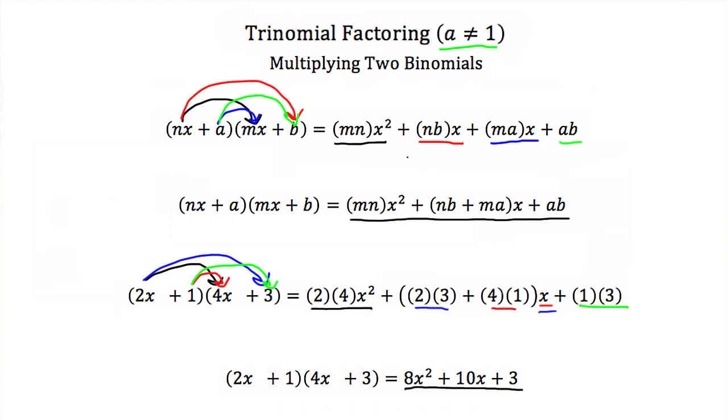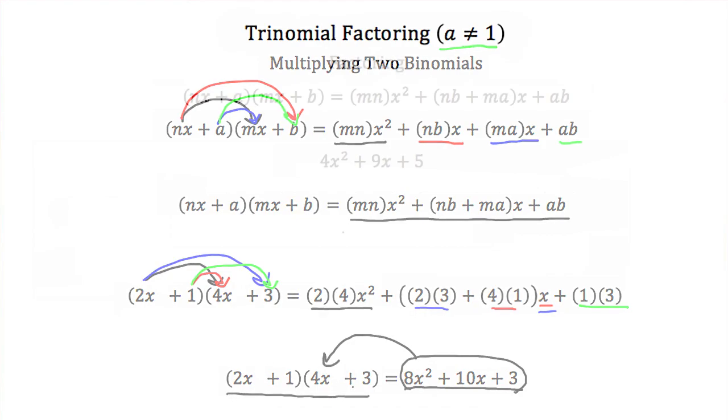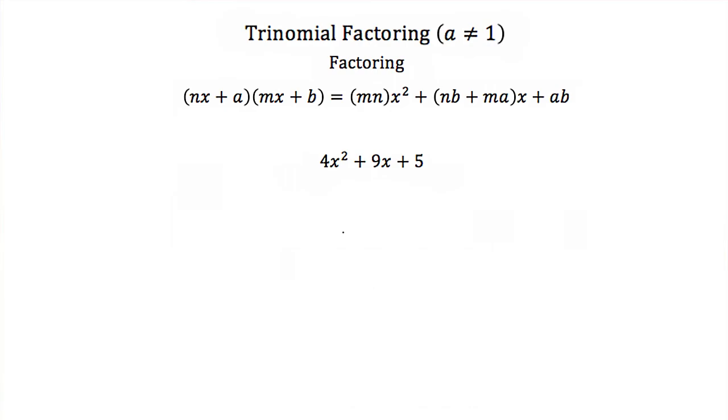Now the idea of trinomial factoring is to take this and bring it back into this factored form. So if I wanted to factor 4x squared plus 9x plus 5, I would need two numbers, m and n, that would multiply together to get us 4. And I would also need two numbers, a and b, that would multiply together to get us 5. And I would also need a combination of those 4 numbers that'll get us 9.